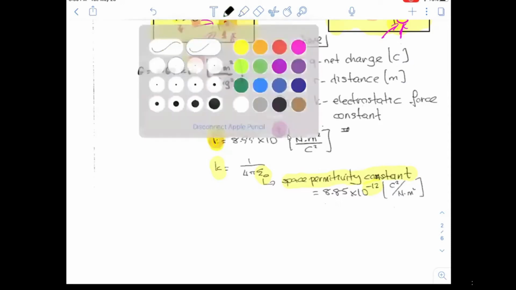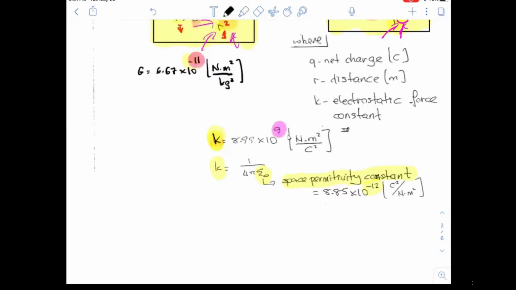What does epsilon represent? Any ideas? Those of you who are electrical engineering majors, if you've taken a circuits course or whatnot, what does epsilon represent? Does anybody know? Maybe the distance.